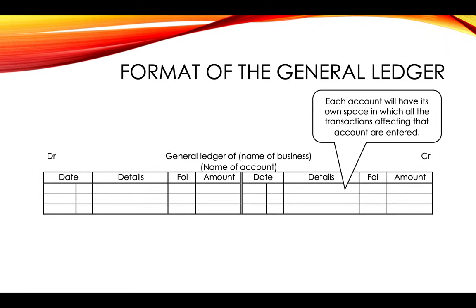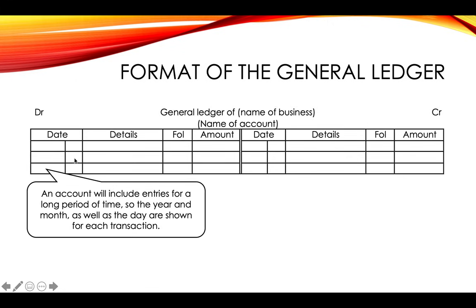Each account is going to have its own space in which to enter all the entries, just like we did for the T account. Always keep in mind what account you are working in. The name of the account at the top is the important thing. That is telling you what account you are dealing with, and that is what you need to classify to determine if you are going to increase or decrease on the debit side or on the credit side.